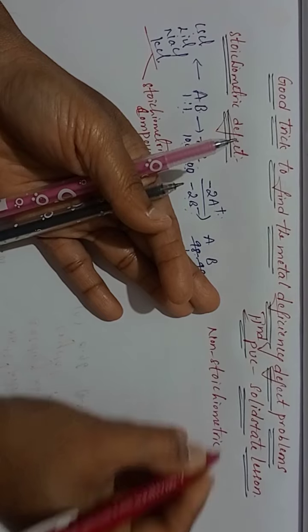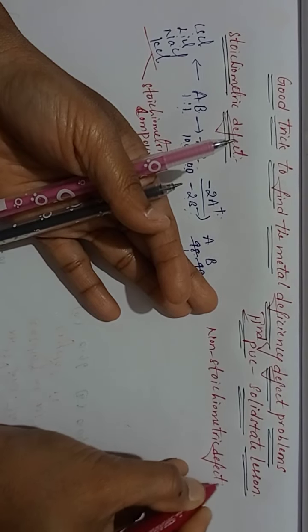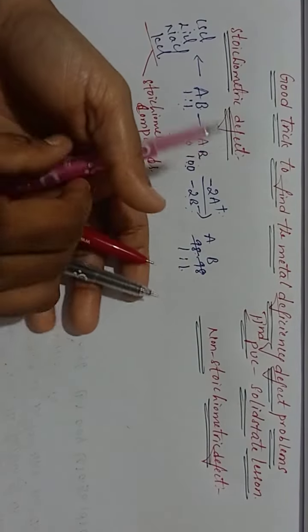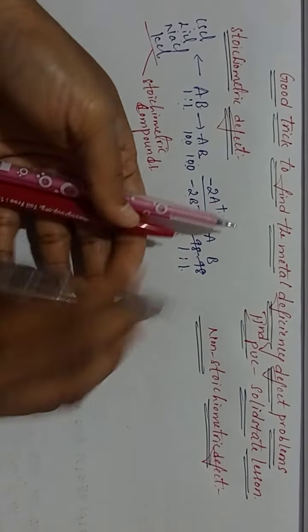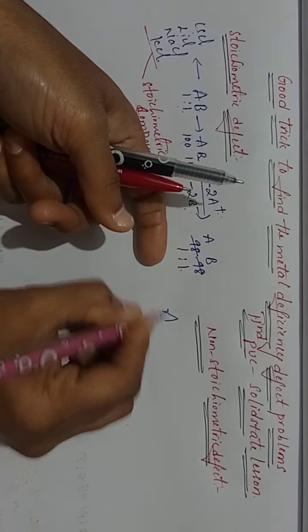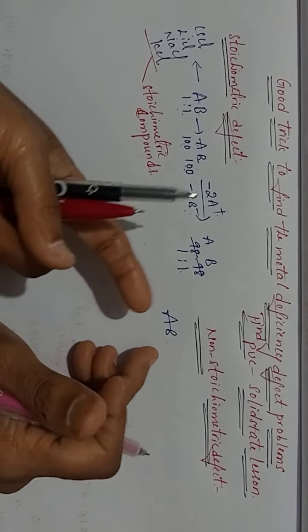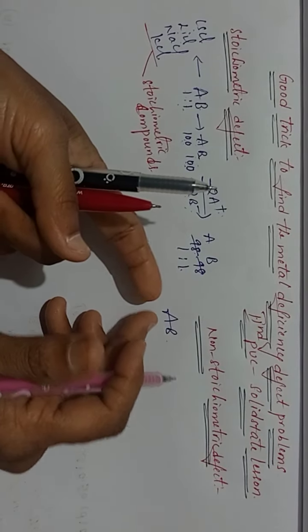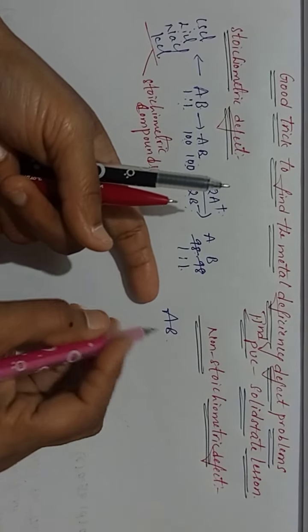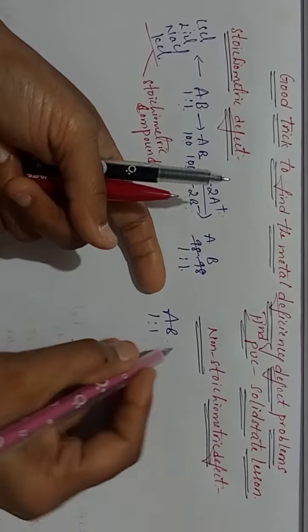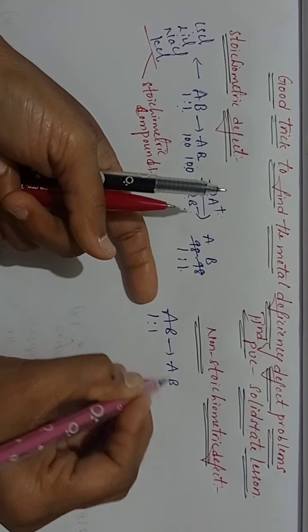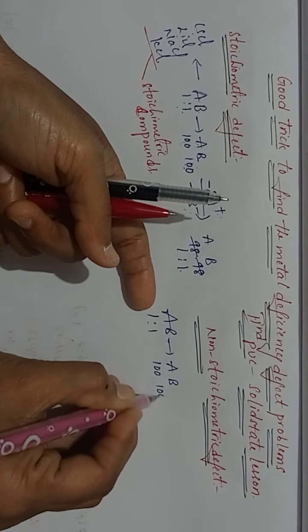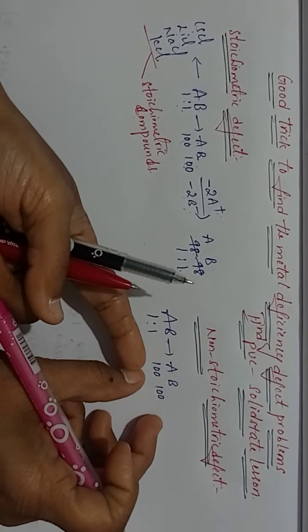Non-stoichiometric defect. What is the non-stoichiometric defect? See, students, here also I am taking one example. AB compound I am taking. A is the metal, B is a non-metal. AB is a compound, so here they are present in a 1:1 ratio. That means I'm multiplying each atom by 100, so 100:100. Both have 100 atoms present.